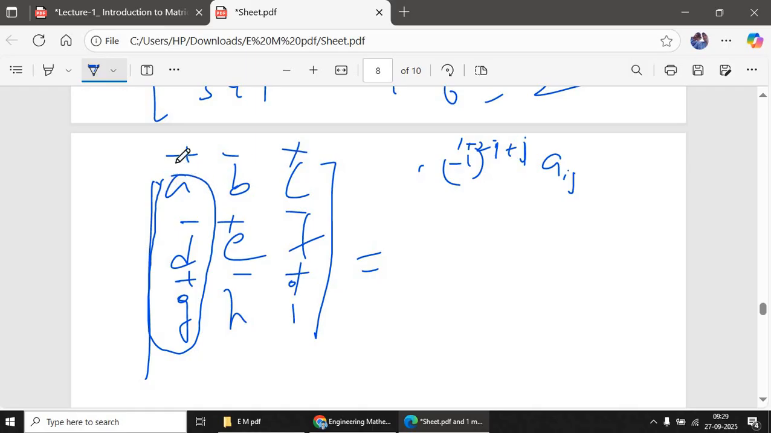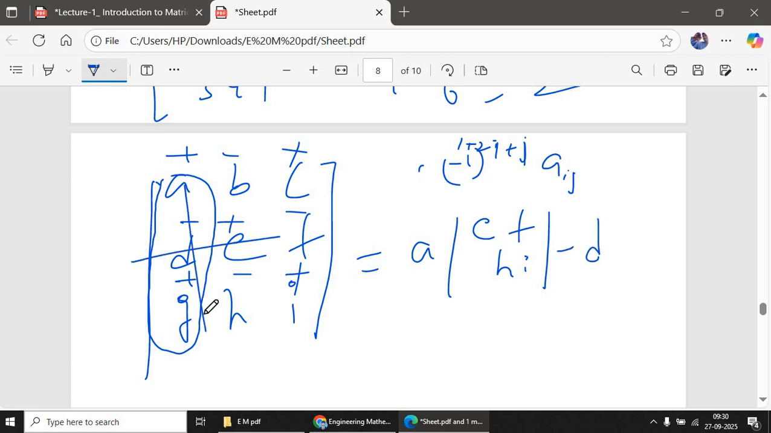For example, I am taking this column to calculate the determinant. First I need to multiply A into, forgetting about the corresponding row and corresponding column, what you have is E F, H I. So a 2 cross 2 determinant. And again here, minus D multiplied by, forgetting about this row and this column, B C, H I determinant. Similarly G. Again when you eliminate these, you will get B C, E F.